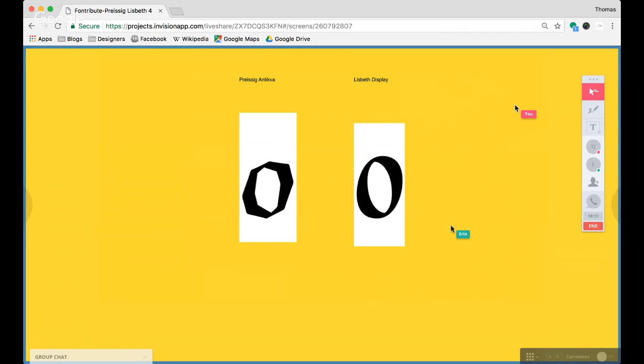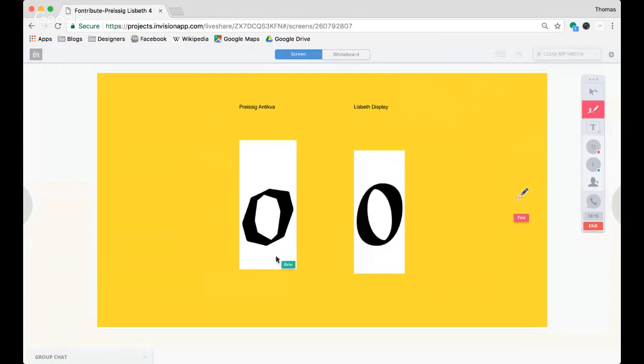Yes, we can move on. Oh, crunchy O. Gosh, do I love crunchy typefaces like this. Anyway, it's so cool to see.